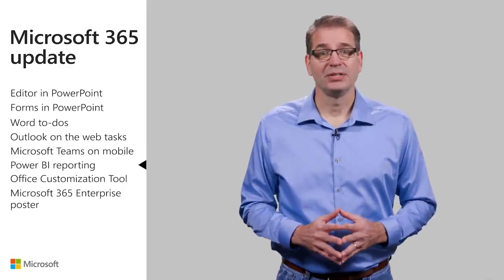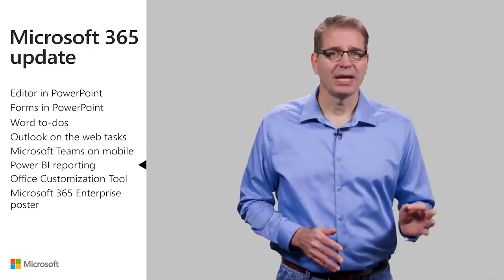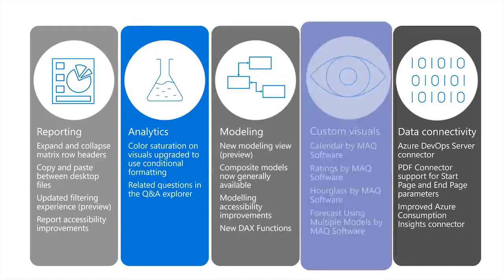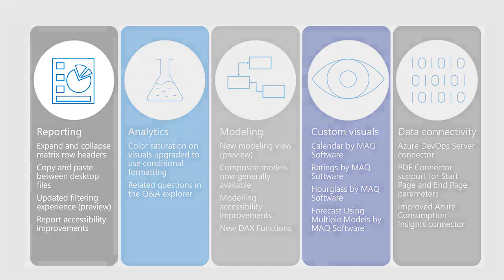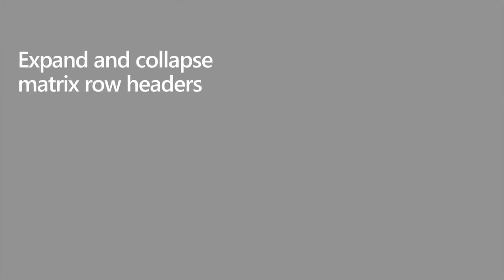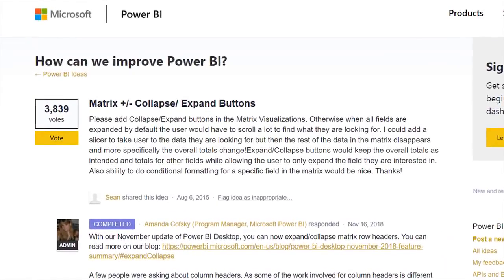Microsoft and its partners continue to introduce new features in the Power BI desktop app at what can be best described as a blistering pace. There are new capabilities in reporting, analytics, modeling, custom visuals, and data connectivity. The list is way too long to cover in the time that we have, so I'll tell you about one that stood out for me. The ability to expand and collapse individual matrix row headers is something I've been waiting for. It turns out that I'm not the only one, as this has been one of the most requested features in the Power BI virtual suggestion box.